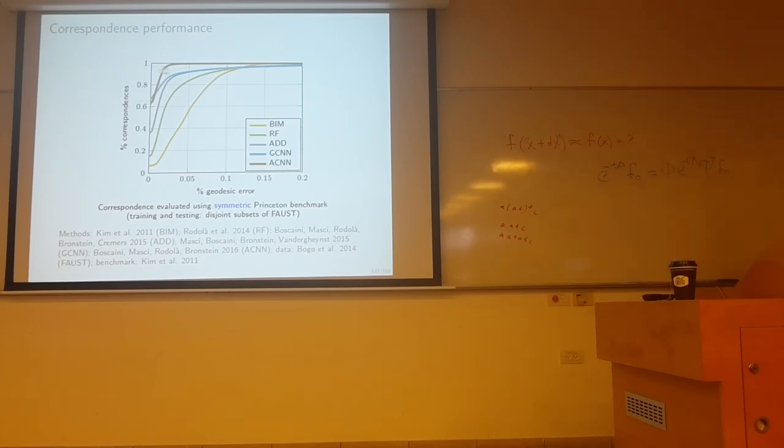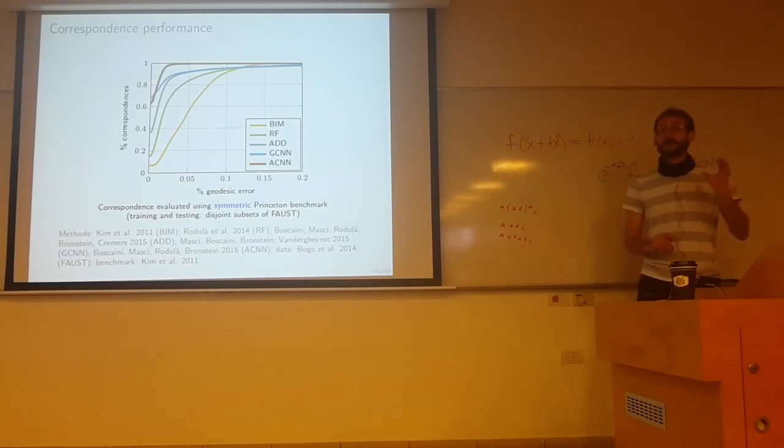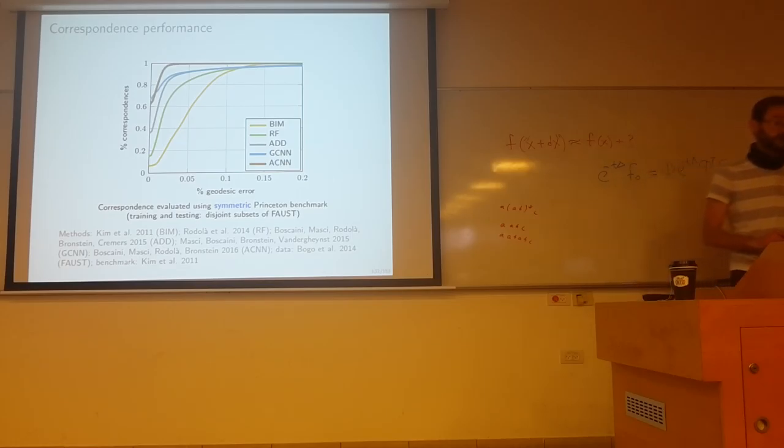Isn't it? It implies that you need to compute 16 different populations and compute their eigenvectors. Okay, so it's a very good performance. Basically, you can see here that, let's say, this is about 2% of geodesic diameter. It's about 4 centimeters, I think, on an average human shape, so more or less the length of a finger. That's the maximum error that we get with this approach.